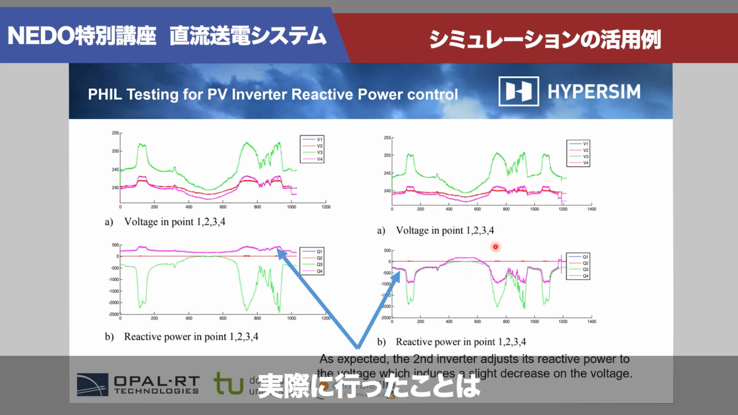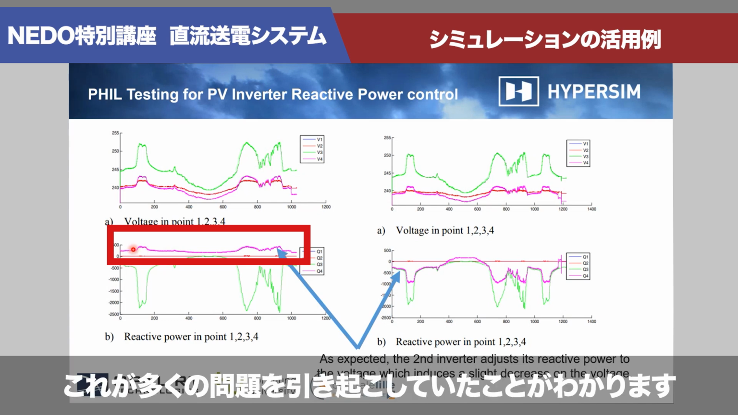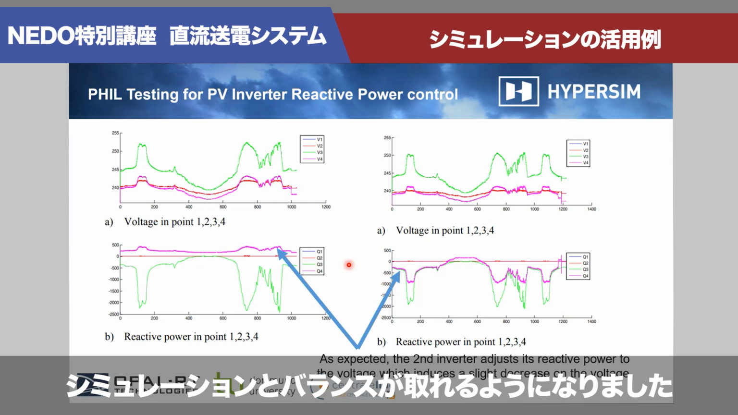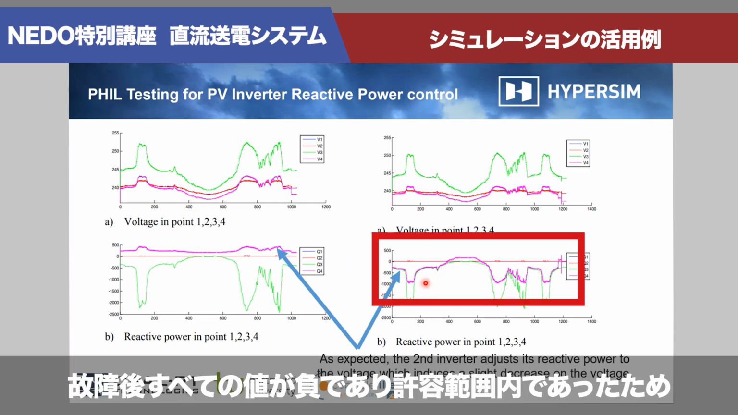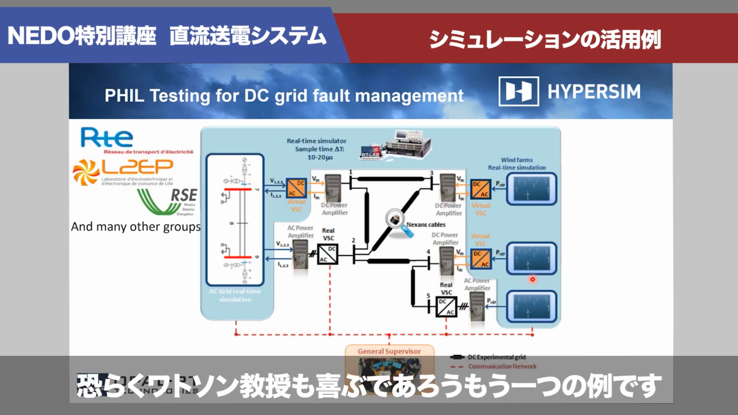So what they actually did, you have on the left side the original problem, and on the right side the solution. You can see that here the reactive power of area number 4 was positive, which was causing a lot of trouble. Once they adjusted the inverter and tuned the balancing algorithm with the simulation, you can see that after the fault, everything is negative, and this was acceptable to them, and hence the solution was found for this issue.